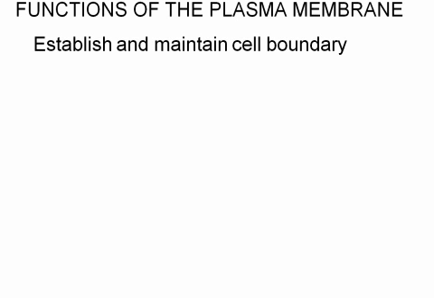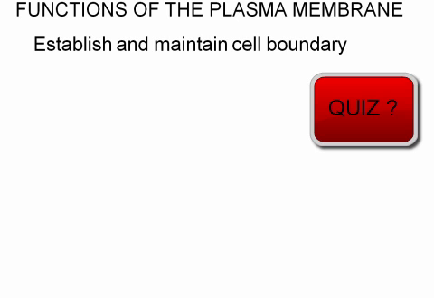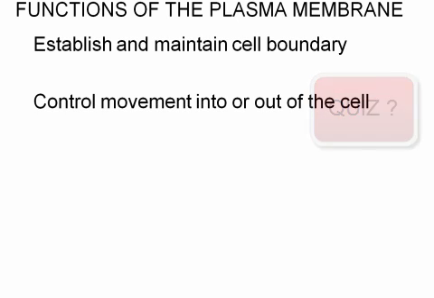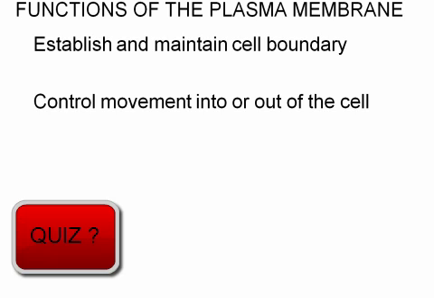The plasma membrane is on the outside, so obviously that establishes and maintains the cellular boundary. Anything inside the membrane is the cell. Anything outside is the cellular environment. The plasma membrane controls movement into or out of the cell. Any molecules, any nutrients, gases, waste products, anything moving either into or out of the cell must cross the membrane.